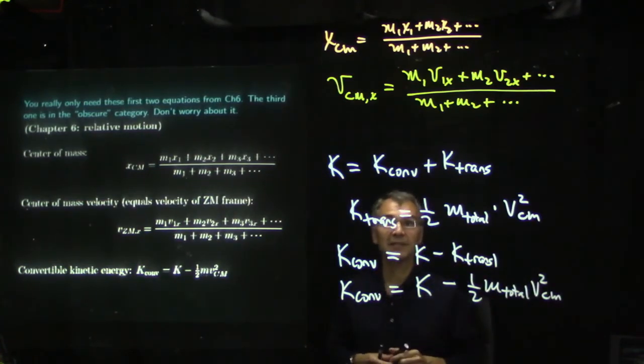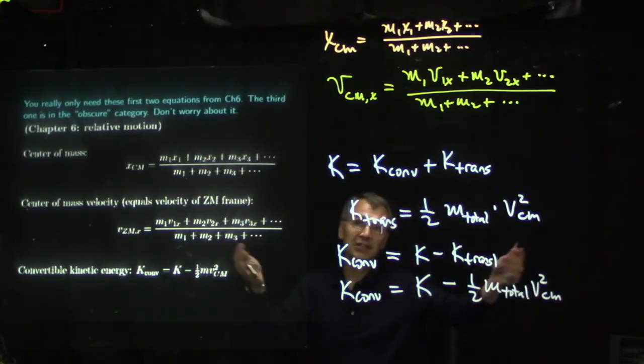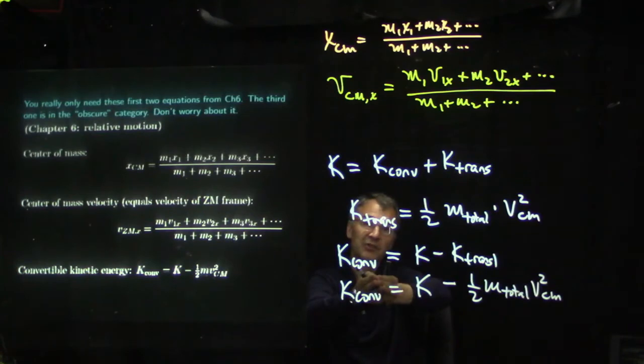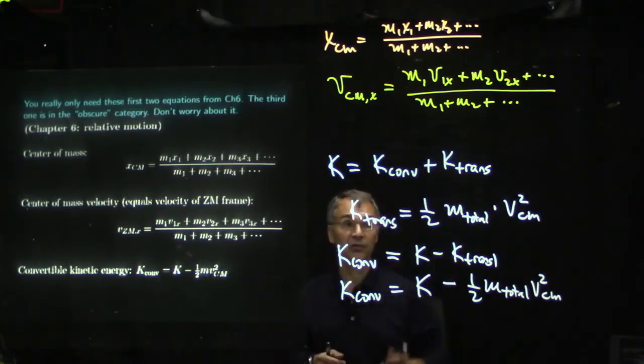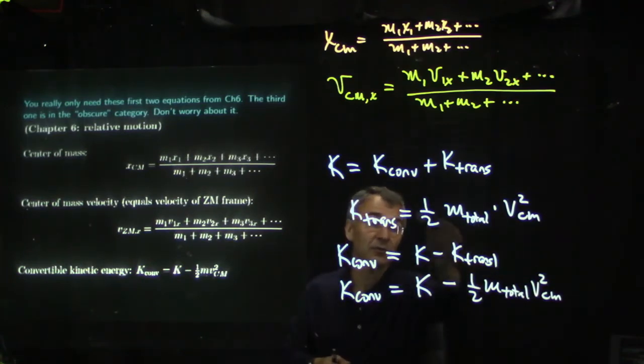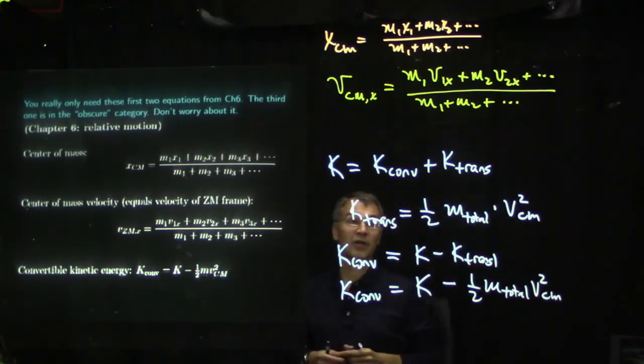And what does that mean? It means even if all of the objects in the system collide and stick together, so that none of the objects after the collision are moving with respect to one another, if the center of mass of the system was moving before the collision, then the center of mass of the system will still be moving at that same velocity after the collision. Therefore, there will still be some kinetic energy associated with the fact that the center of mass is moving. And that's what this translational part is. It's 1/2 of the total mass times the square of the speed at which the center of mass of the system is moving.